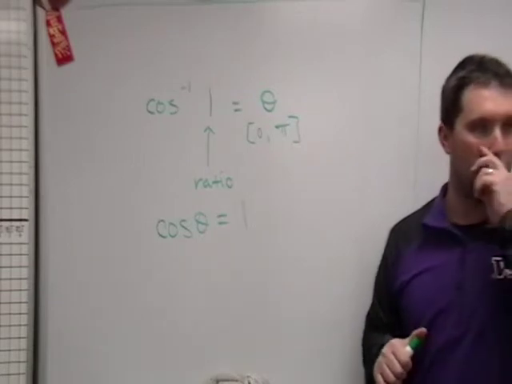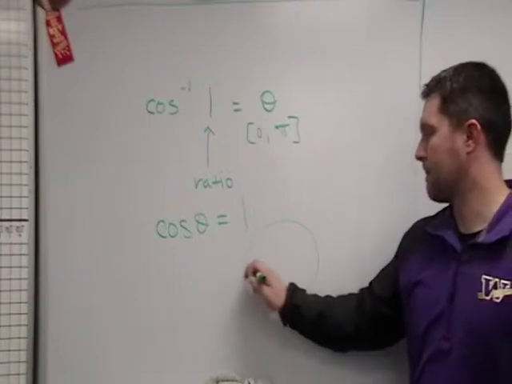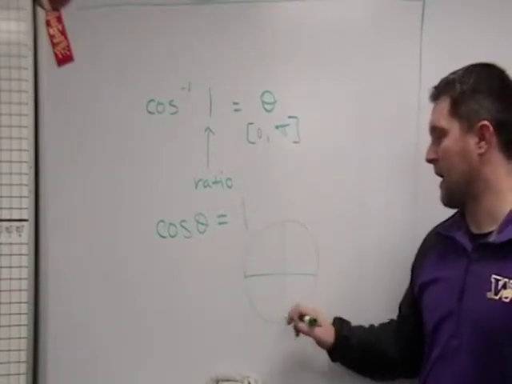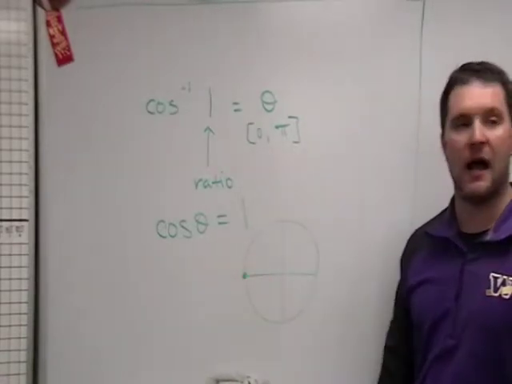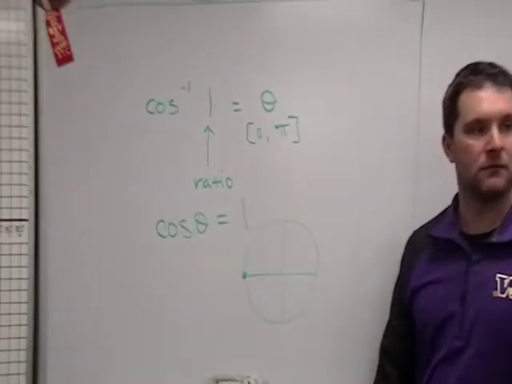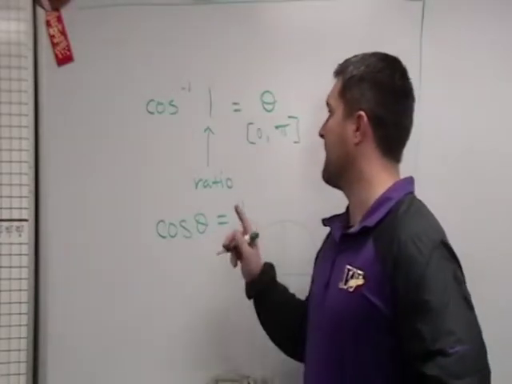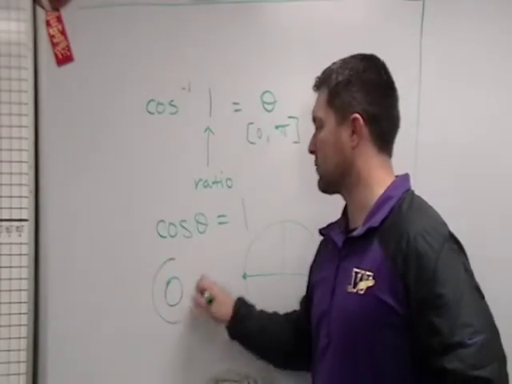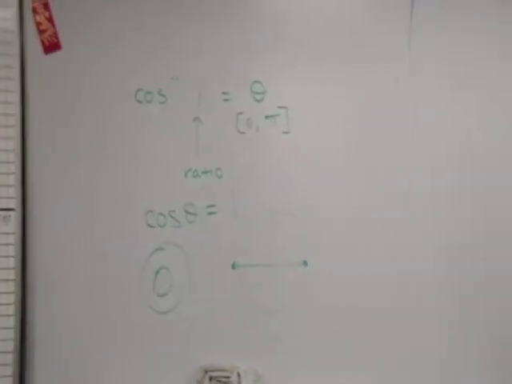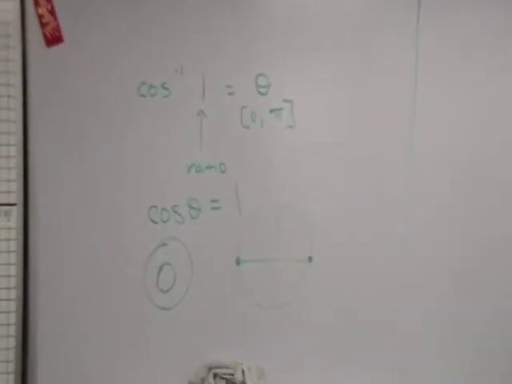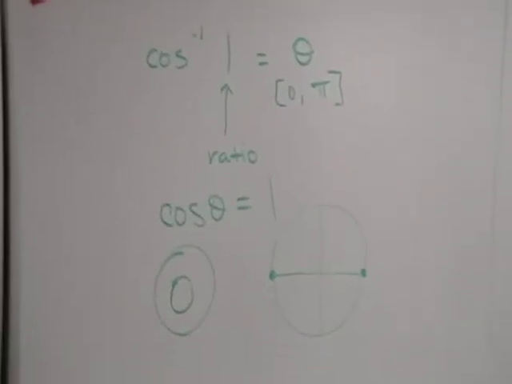Think about your unit circle. Where is cosine 1? Cosine is x, right? At pi, what's cosine? Negative 1. So it's at 0. So cosine inverse of 1 equals 0. That was number 16.